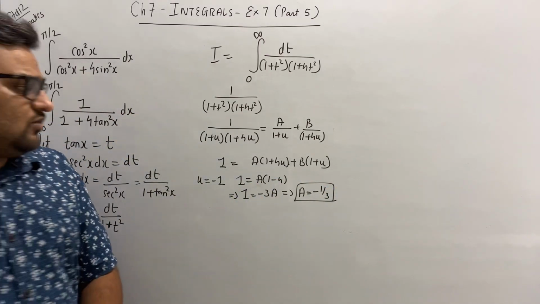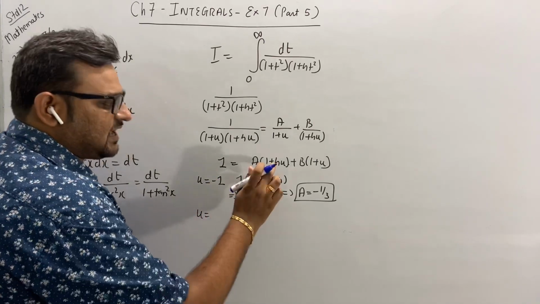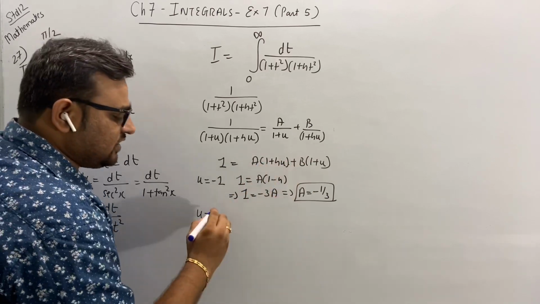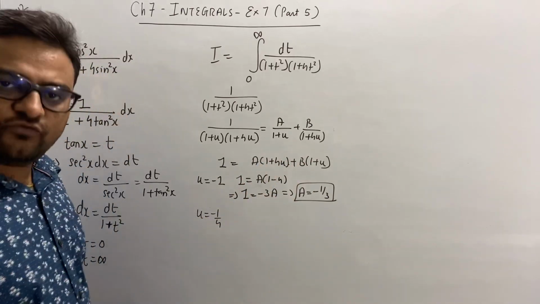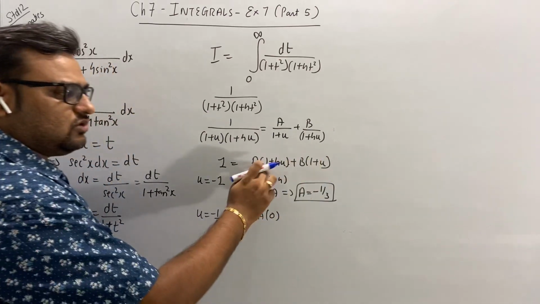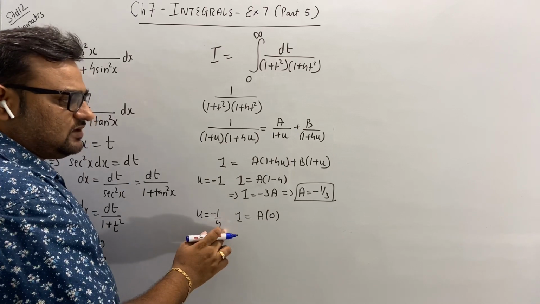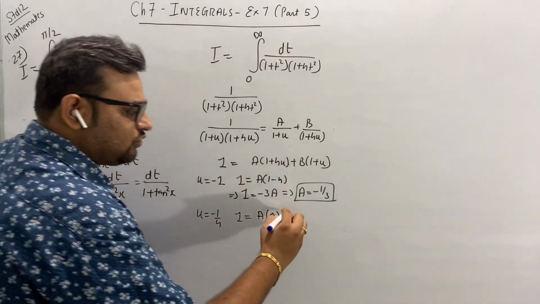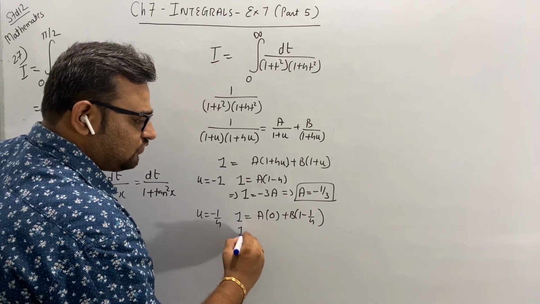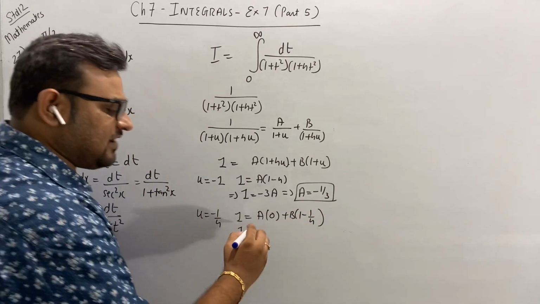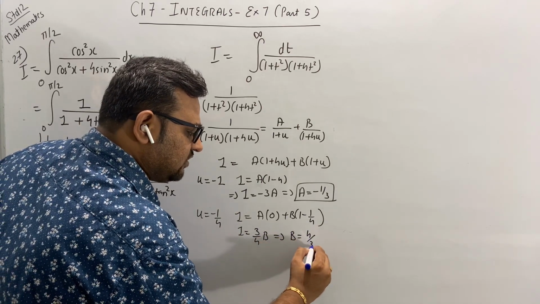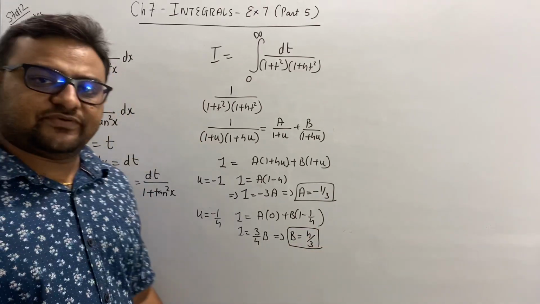Clear? Now, taking u such that I want this as 0, so 1 plus 4u equal to 0. So 4u equal to minus 1, u equal to minus 1 by 4. So 1 will be equal to a times 0, right? The 4s get cancelled. So 1 equal to b into (1 minus 1 by 4), that is 3 by 4. So I got b is equal to 4 by 3.